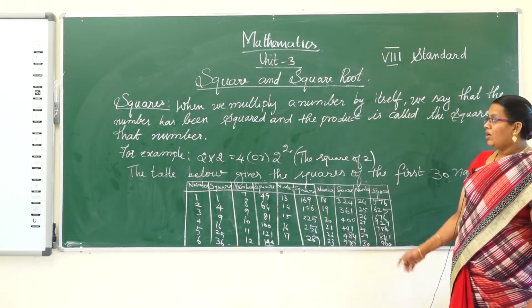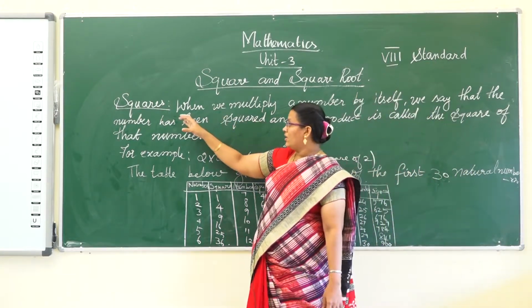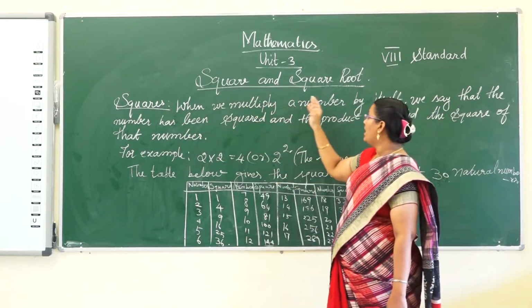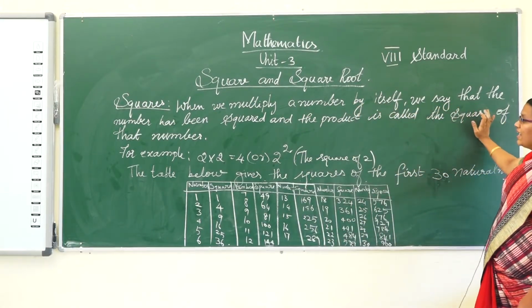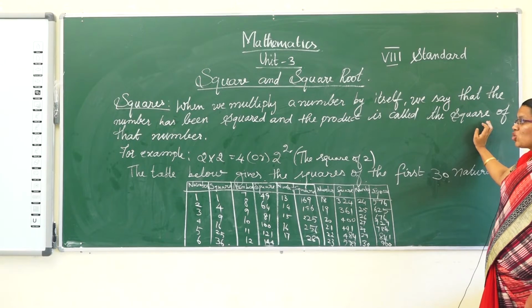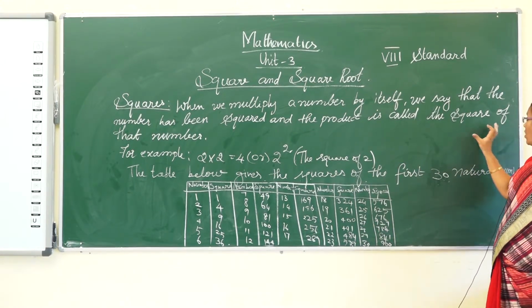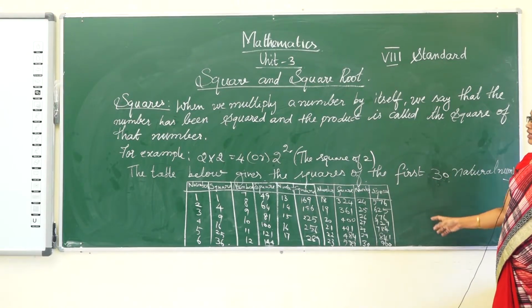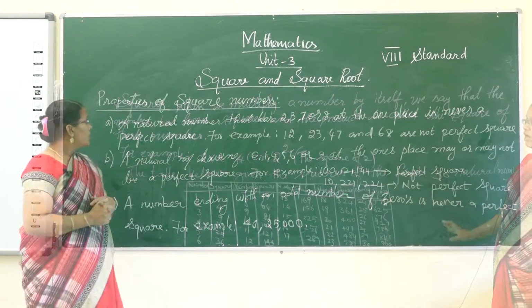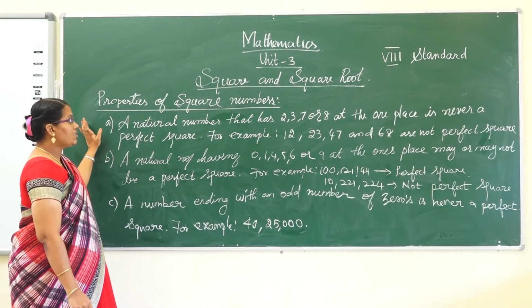I hope you all understand the concept of square. So what is the meaning of square? When we multiply a number by itself, we say that the number has been squared, and the product is called the square of that number. I hope you all understand the concept of square. Now see the next concept, the properties of square numbers.